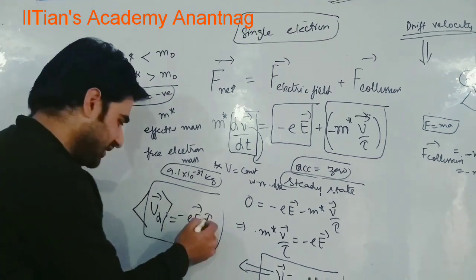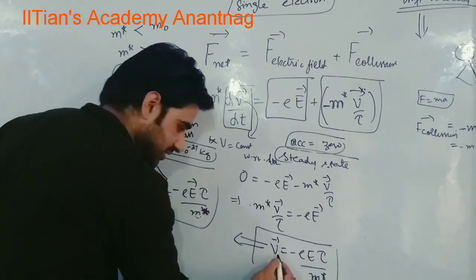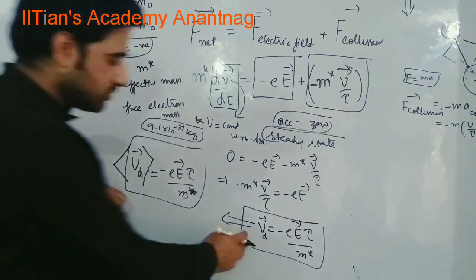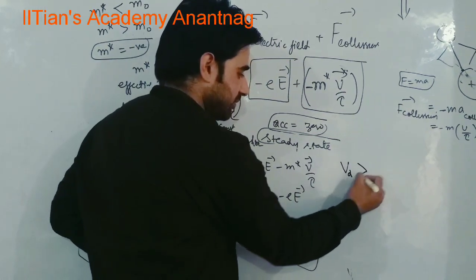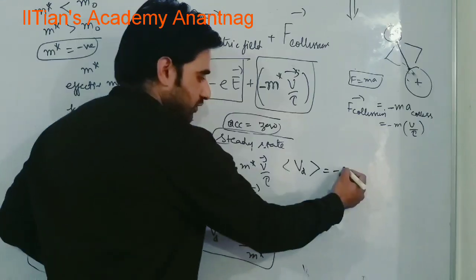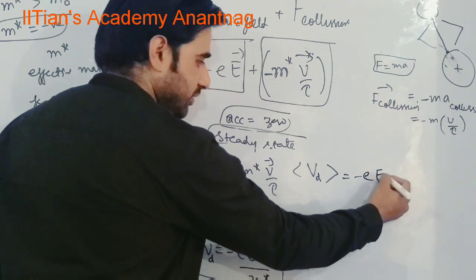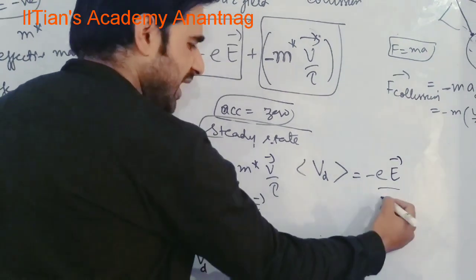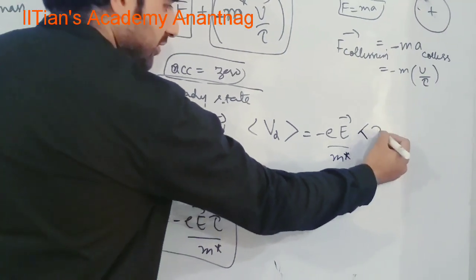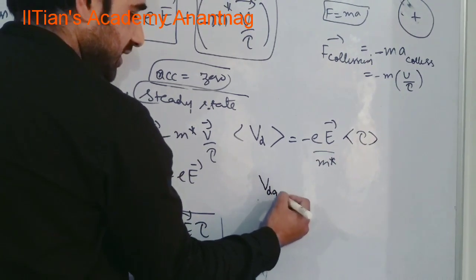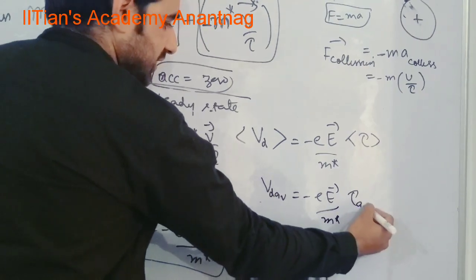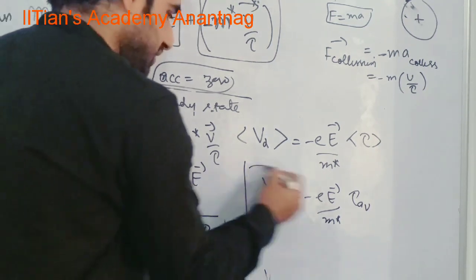And this is again an average. Whatever I did, this expression is for a single electron. Similarly, I have to derive it for n number of electrons. So I can write that the average drift velocity is equal to minus E charge, which is true for every electron. Similarly, E is true for every electron, constant. M star I am considering the same for every electron, but relaxation time is different. That is why I will put tau average. Okay, this is the expression for drift velocity, average drift velocity equal to minus E by m star tau average.